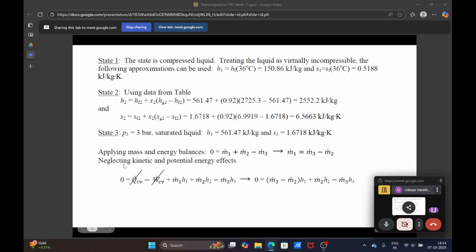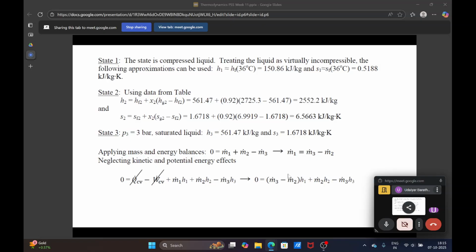Then doing an energy balance, applying the steady flow energy equation, we have dE by dt, which is 0, equals Q minus W plus the energy of the streams coming in minus the energy going out. So Q minus W plus m1 h1 plus m2 h2 minus m3 h3. Here Q and W are zero because there is no heat transfer and no work transfer.